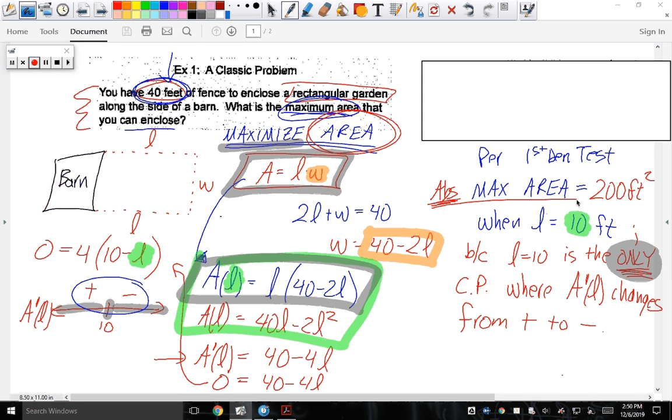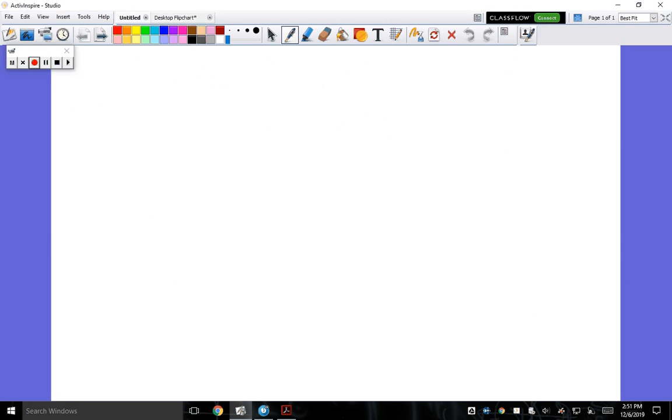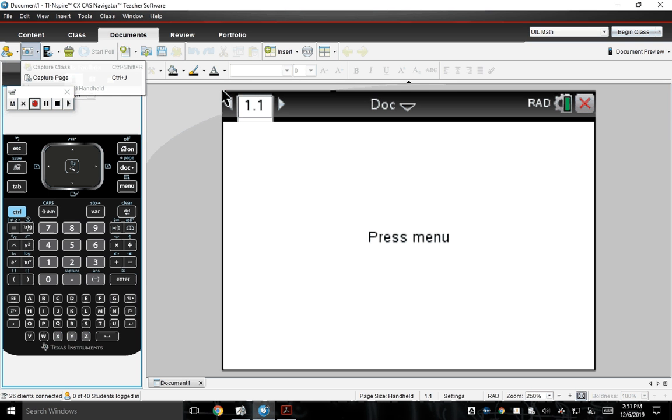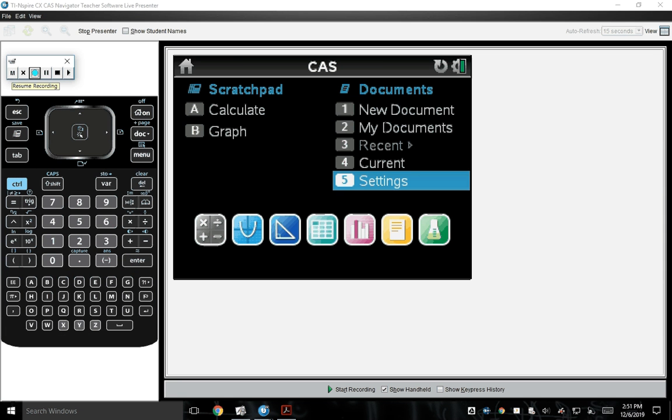Questions before I show you with the calculator? Okay, so here we go. What we're going to do is we're going to together go through the calculator parts, and if you have any questions, please ask me. Let's go ahead and begin that right now. Alright, so let me capture. Let me go ahead and log in just real quick. Okay, so here we go.